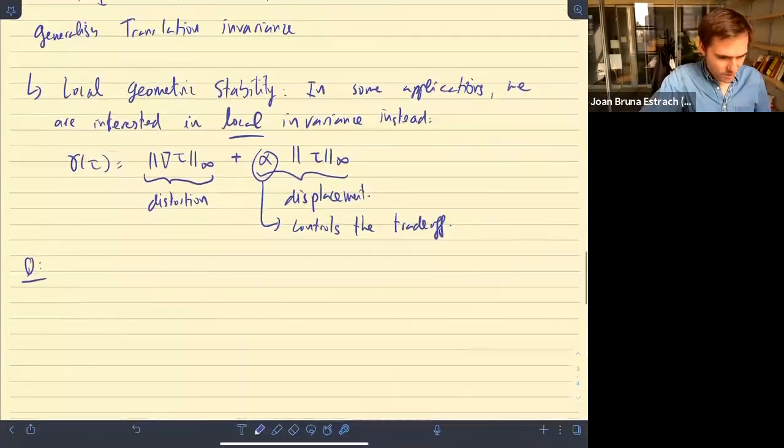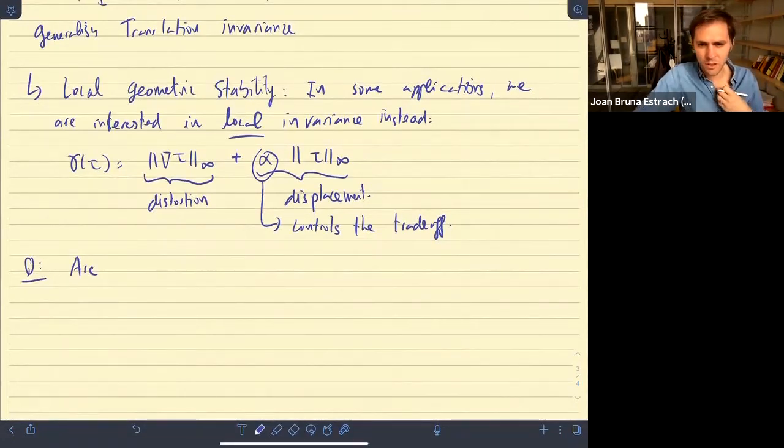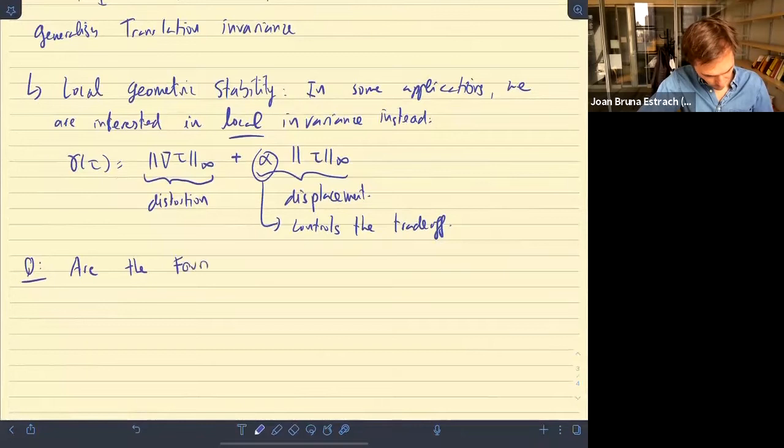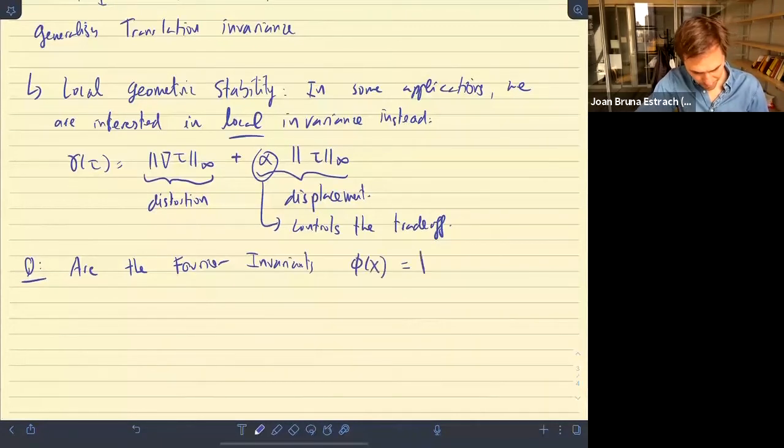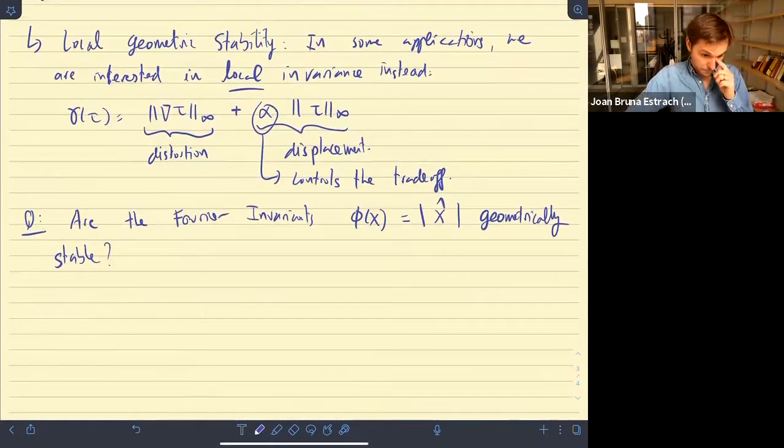Okay. So a question here for you, maybe for us, is: let's try to combine this hypothesis with the representation that we learned about last week, right? So R, the Fourier invariance, like the representation that we had before, that is just the absolute value of the Fourier transform, are they geometrically stable? Okay, so that's what we can check here.